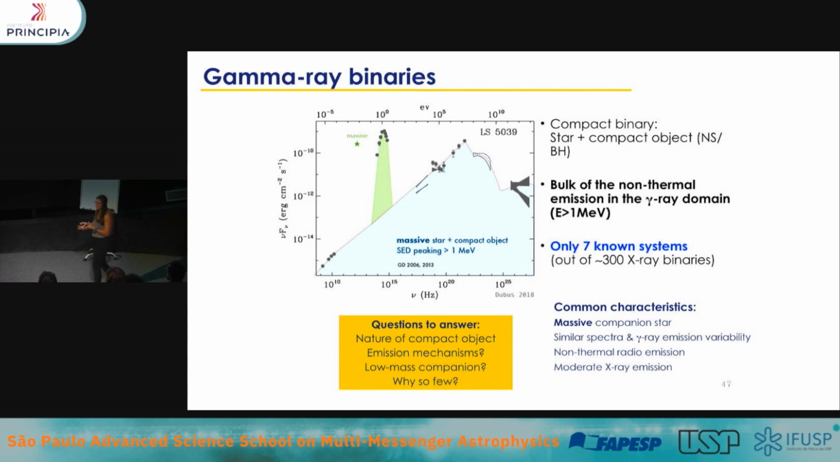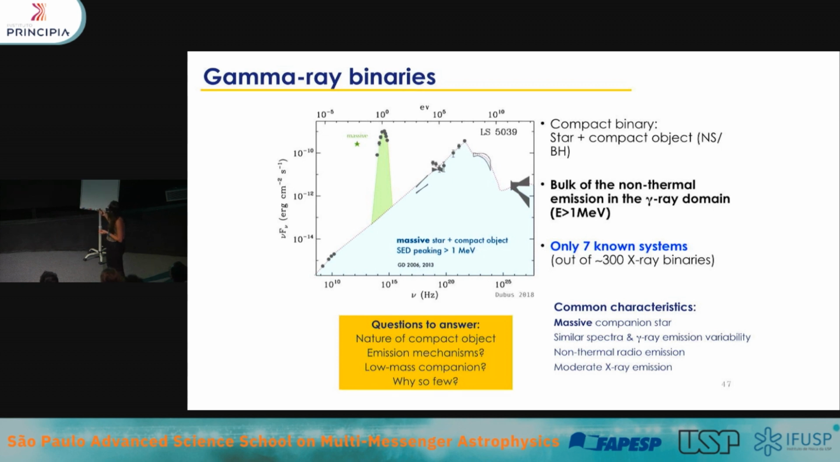Officially, when we talk about gamma ray binaries, all of these are binaries, but we only refer to gamma ray binaries as those systems in which the bulk of the non-thermal emission is located in the gamma ray regime. This is the official definition, and this is what I learned when I was doing my PhD. But of course, we didn't have so many systems at that time as we have now.